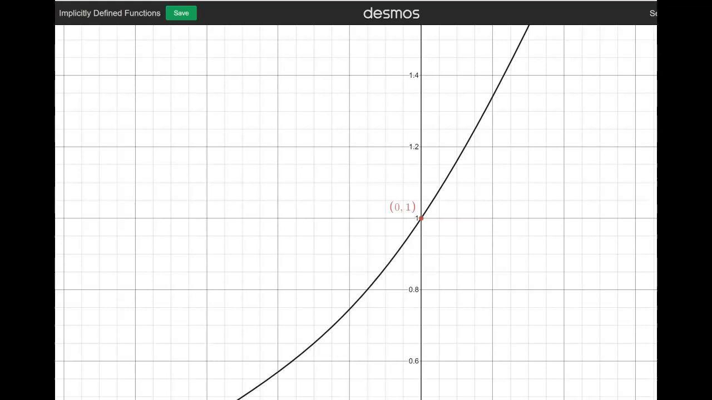Just this little local region of the point (0, 1). And as long as I restrict my domain to the width of this window and the range to the height of the window, I can forget everything else. And I can say that in the neighborhood of that point, I have y implicitly defined as a function of x. I don't have a formula for it or anything like that. It doesn't matter.